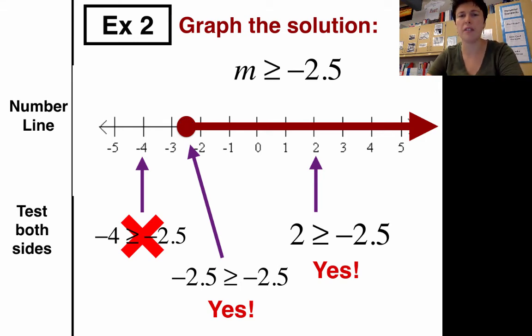So kind of a big difference there. Empty hole versus a solid shaded point. The empty means there's no equal sign. The solid means there is an equal sign. So you kind of have to pay attention to that.